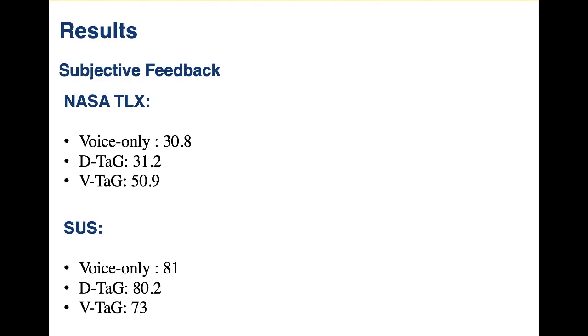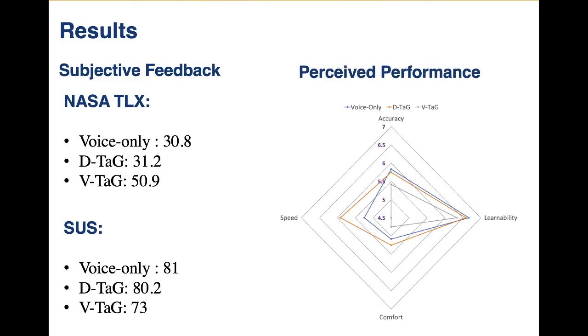Participants expressed their comfort in using D-tag as they did not need to focus and say the command or map to select an error. A custom questionnaire was given to understand how participants perceived accuracy, learnability, speed and comfort of the edit methods. Responses scaled from 1 to 7, and as you can see over here, voice only and D-tag scored the same for learnability and accuracy. D-tag performed better on speed and comfort.